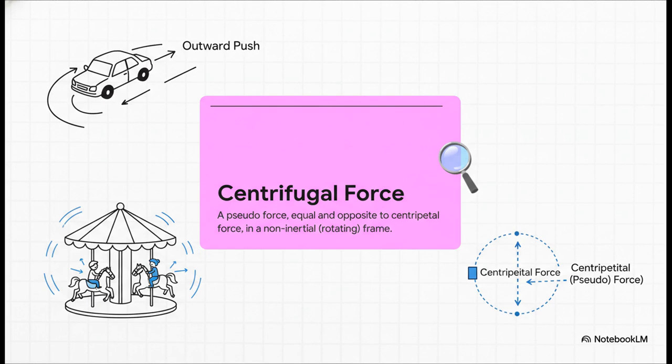And then we have its famous counterpart, centrifugal force. You know that feeling, right? When you're in a car that takes a sharp turn and you feel like you're being pushed outwards? That's what we're talking about. But here's the trick. The key word is pseudo, or fake. It's not a real force. It's just the effect of your own inertia. Your body wants to keep going straight, but the car is turning under you, so it feels like you're being pushed out.